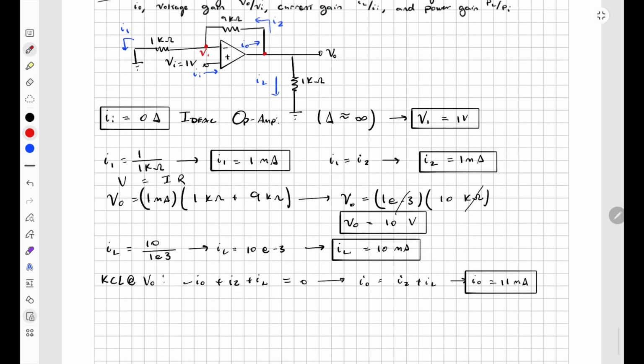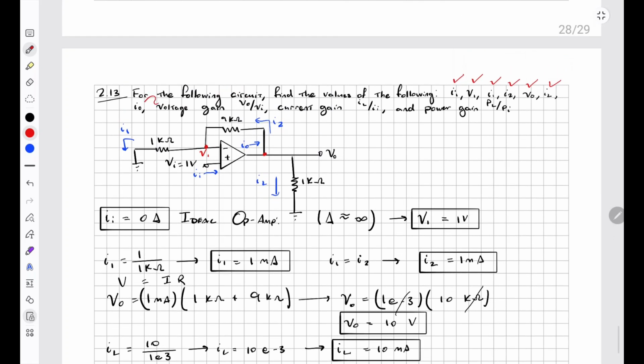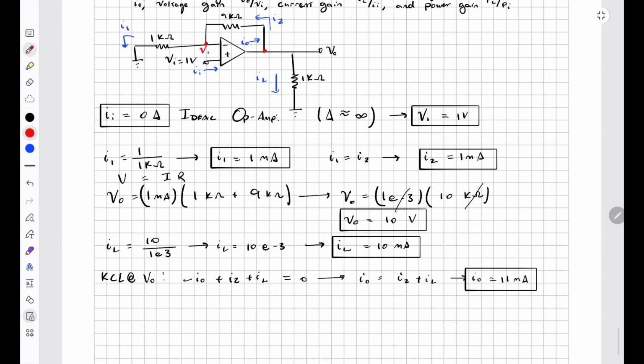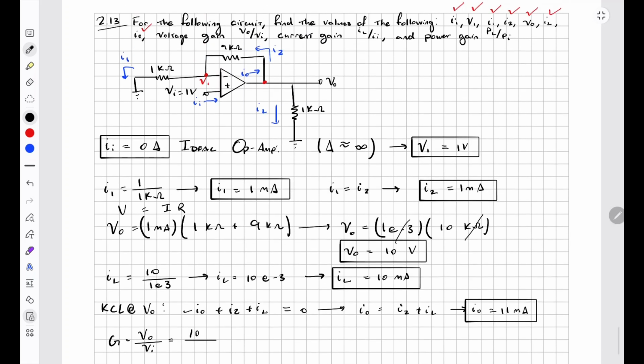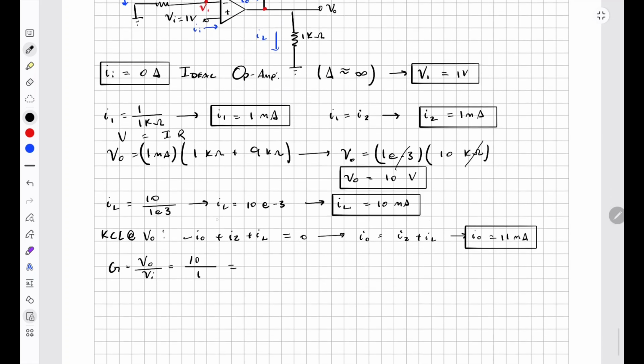Okay, so that is solved for I out. Next it says solve for voltage gain V out divided by V in. So we have both solved it, so the gain is equal to V out divided by V in. We have both already. V out is 10 volts and V in was given, it was 1 volt, so then the gain is equal to 10 volts. Okay, and actually the unit is volts divided by volts. It's unitless.